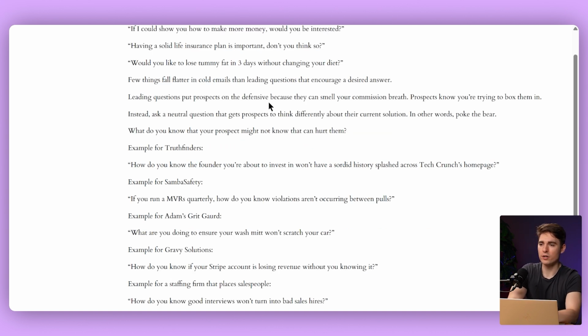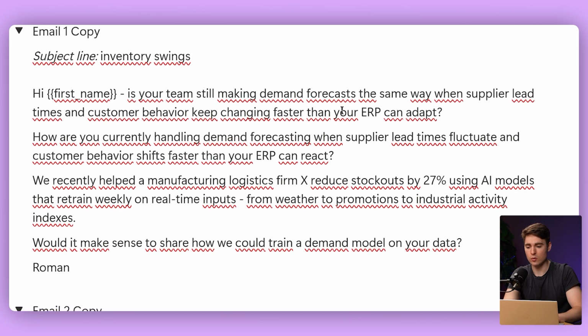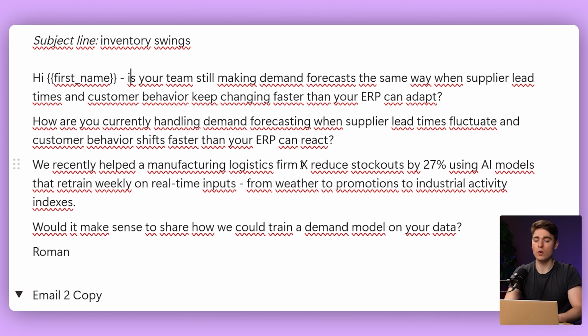Another very important part of the first email is that you add quantitative social proof, because you shouldn't just say, we help company X with XY. You should say, we help company increase their sales, for example, by X% in X amount of time. So here's a quick example. This is the first email, and we will have here, is your team still making demand forecasts? All of this is basically the poke the bear question. And now we're also adding an additional question, and we are also adding the quantitative social proof.